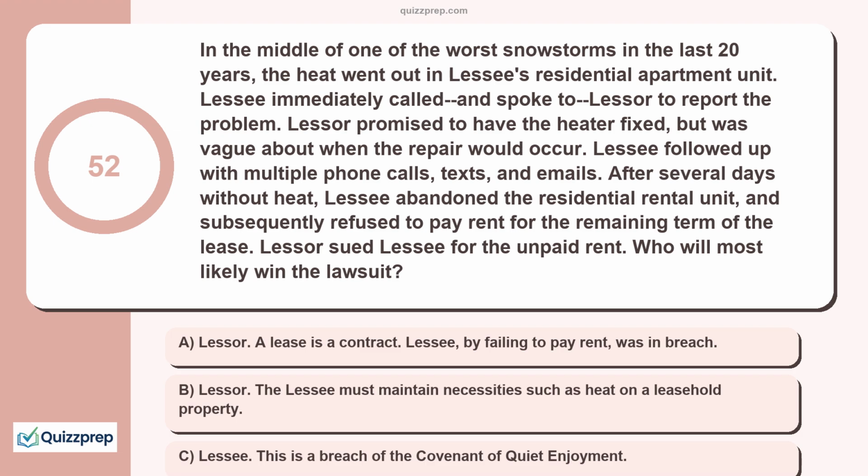Another promise many jurisdictions imply into residential leases is the covenant of quiet enjoyment, an implied promise that no one claiming superior title will disturb the tenant's possession of the leasehold property. However, there is one important exception to the covenant of quiet enjoyment. If there is an emergency situation on the leasehold property, the landlord has the right to enter the property unannounced to repair the emergency.